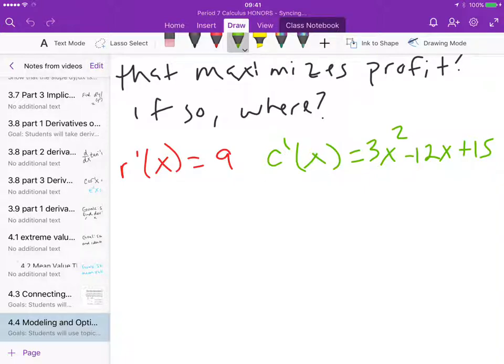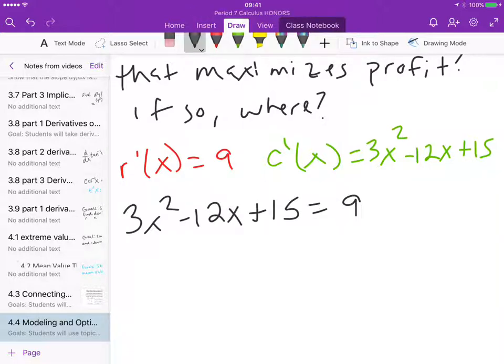So 3x squared minus 12x plus 15 equals 9. I'm going to set it equal to 0 so I can find what those values of x are in fact going to be. So let's go ahead and do that. So we have 3x squared minus 12x, 15 minus 9 gives us 6. So this is what we're going to be solving for.